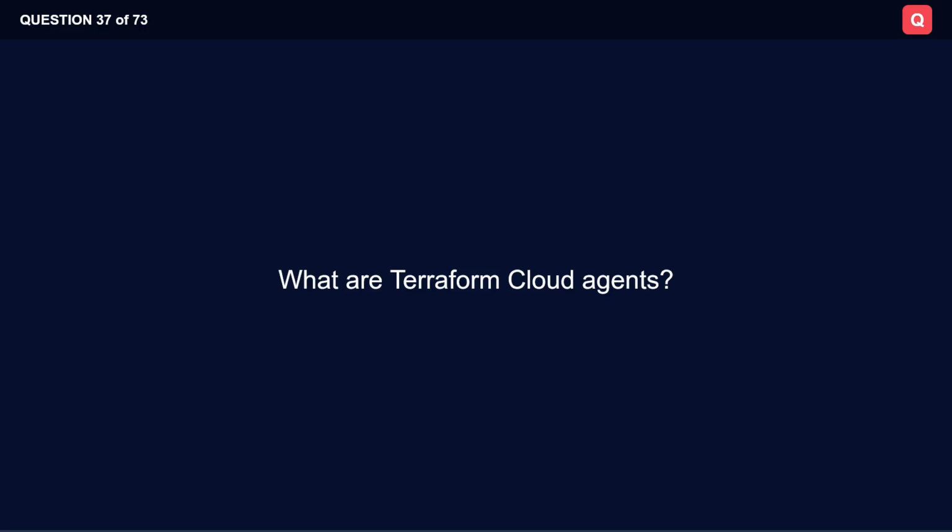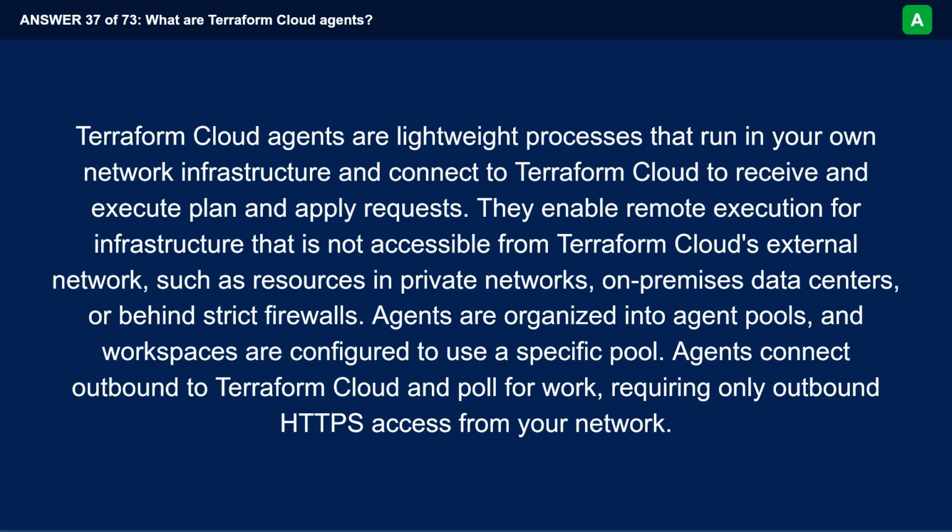What are Terraform Cloud agents? Terraform Cloud agents are lightweight processes that run in your own network infrastructure and connect to Terraform Cloud to receive and execute plan and apply requests. They enable remote execution for infrastructure that is not accessible from Terraform Cloud's external network, such as resources in private networks, on-premises data centers, or behind strict firewalls.